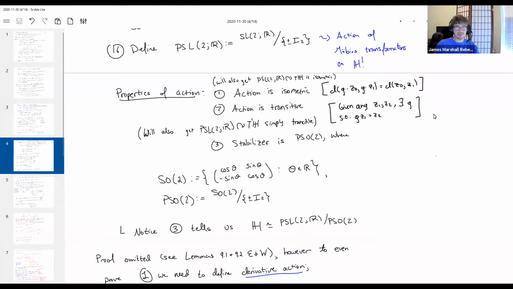So just in case you don't remember, transitive just says that you can get from one point to another point via some element in the group. And simply transitive says that that's unique. And then the final fact is that the stabilizer is PSO2, so the projective special orthogonal group, where the special orthogonal group are just the rotation matrices, and then you're going to mod out by plus or minus the identity.